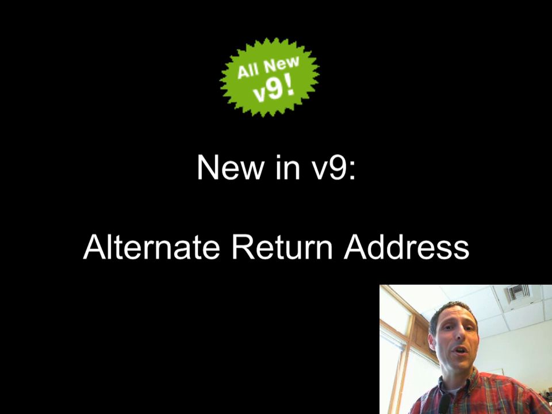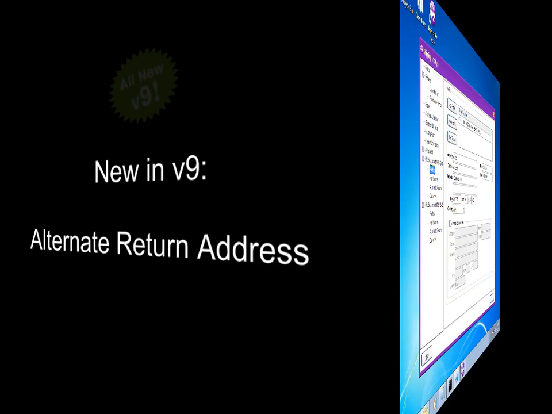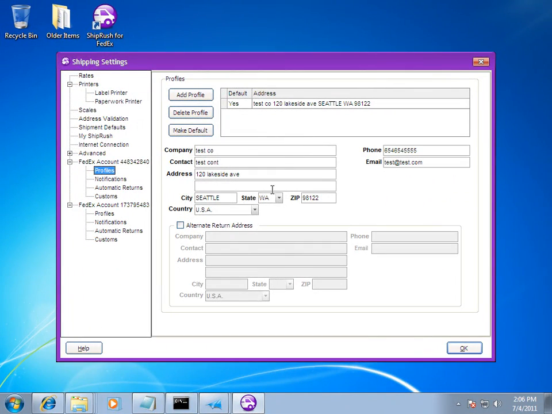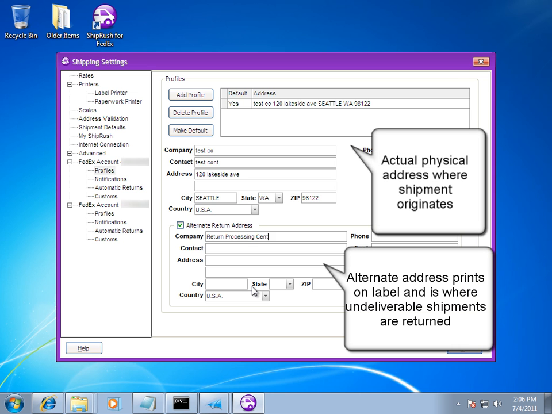Let's look at ShipRush Feature of the Day. The Alternate Return Address feature lets us do something special to the shipment. Say we send all of our shipments out of a warehouse, but we need returns processed by a special return processing center. For example, maybe they go somewhere else. The Alternate Return Address lets us do that.